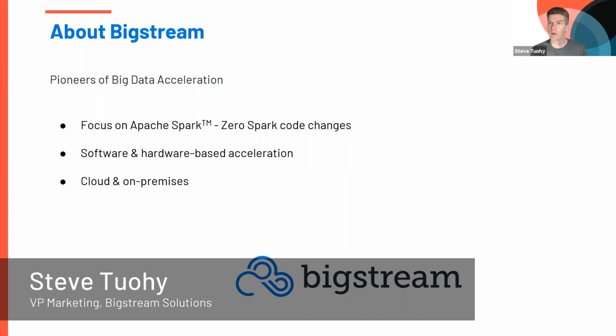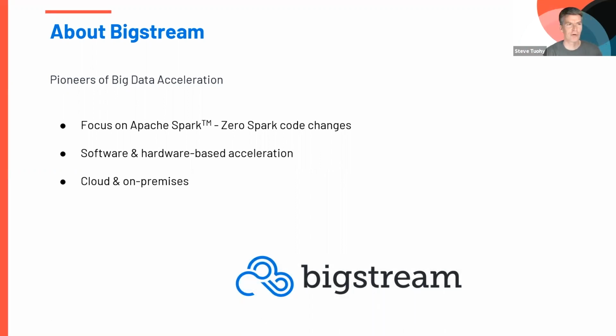I want to talk a bit about what Bigstream offers in terms of being pioneers in big data acceleration, and also talk a little more about what we mean by that. Overall, there's excitement in this space of acceleration for Apache Spark, for big data platforms overall. Let's talk a little bit about what that means and how it's relevant to the audience at Data and AI Summit.